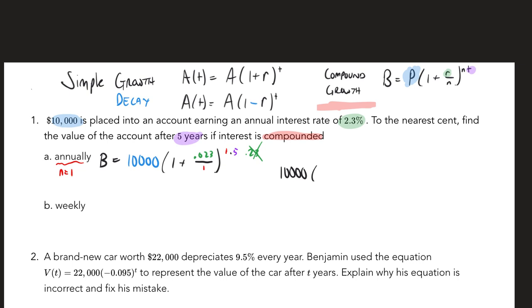So 10,000 parenthesis 1 plus 0.023 divided by 1. And then your caret. And then what you really need to do is hit parenthesis 1 times 5. That's the correct way to type it in. So again, more common mistakes are the writing of the problem, not writing the decimal correctly. So watch that. And then here, especially if this wasn't a 1, we need to force our calculator to do this math before it raises it to a power. So putting that parentheses is really important. So let's see what I get.